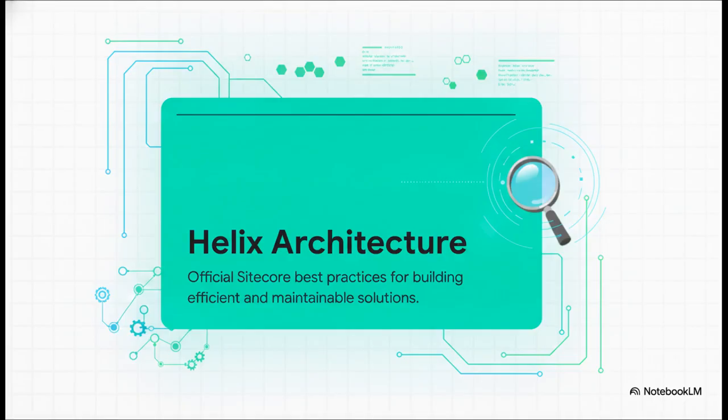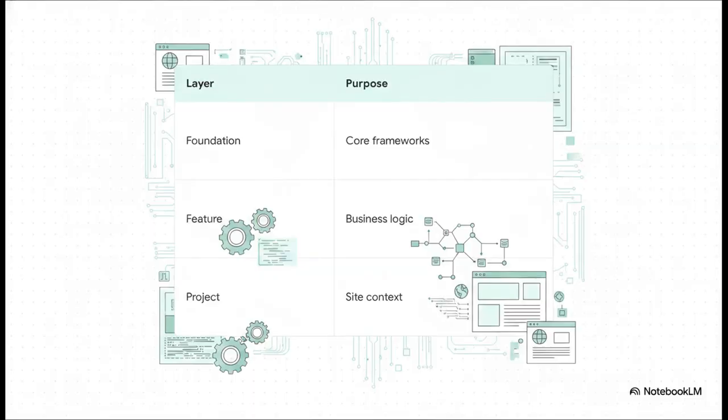Helix demands that we organize our code into 3 very strict layers. You've got your foundation for core frameworks, feature for concrete business logic, and project for the final site context. Instructing your AI to automatically map every single new implementation into these specific layers keeps your codebase beautifully modular. And trust me, it makes it infinitely easier to troubleshoot as your project scales up.